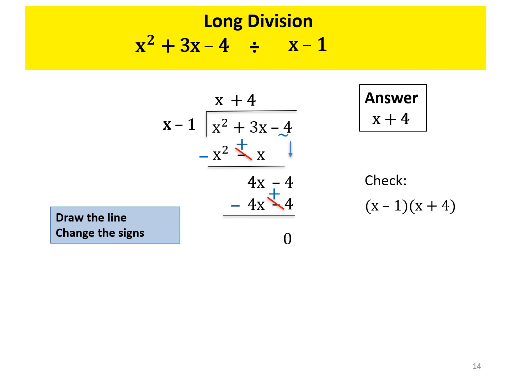So when you multiply these and do the check, you're going to come up with the same answer of x squared plus 3x minus 4, which is exactly what's underneath the division, x squared plus 3x minus 4.